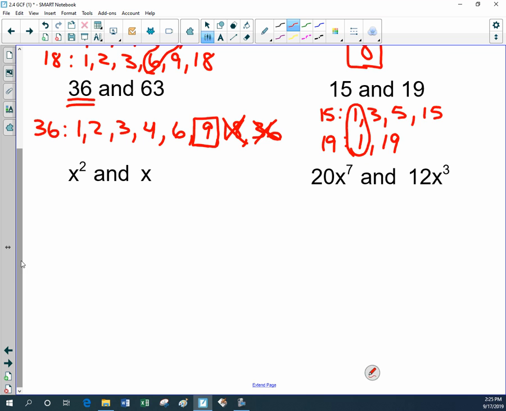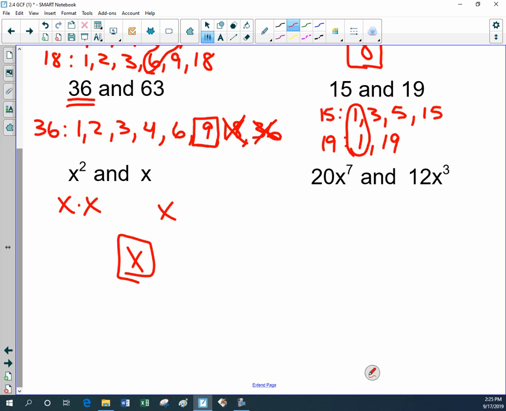The greatest common factor of x squared and x. Okay, so x squared is x times x. X is obviously just x. So the most x's that they both have in common, or the greatest common factor of x squared and x, would be 1x.